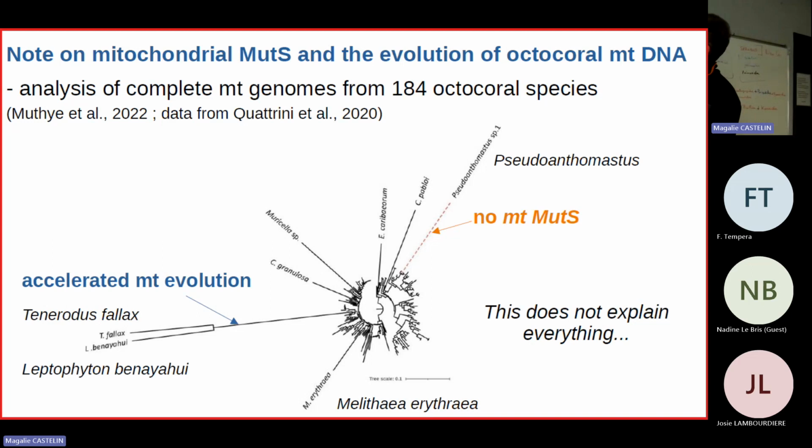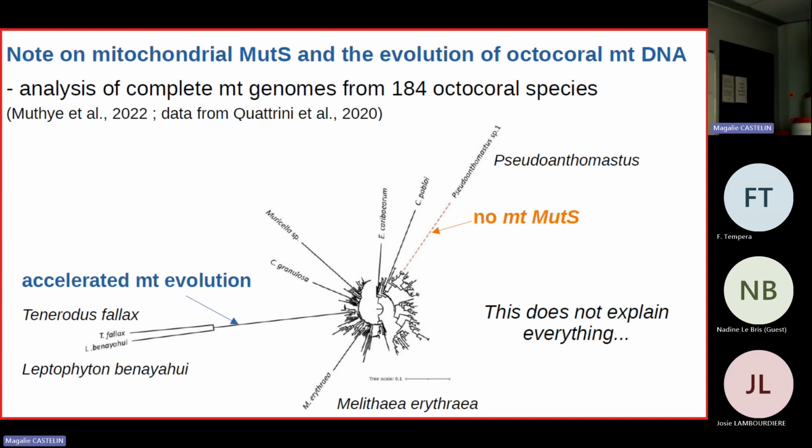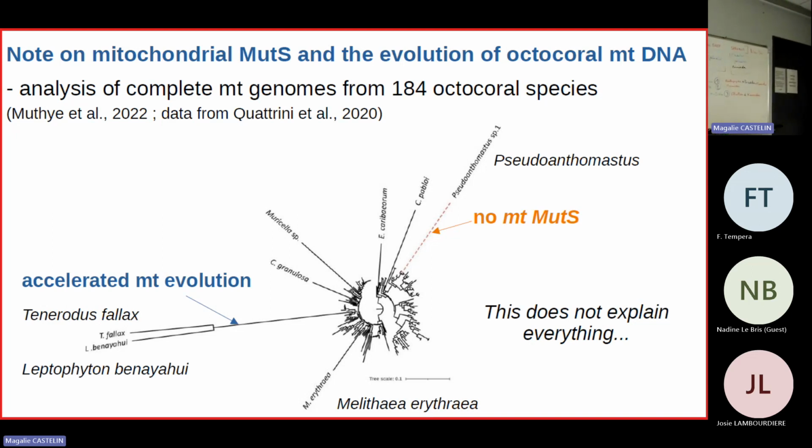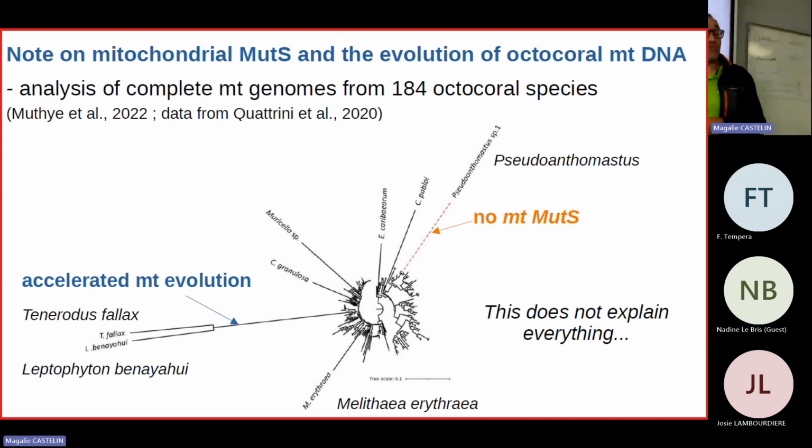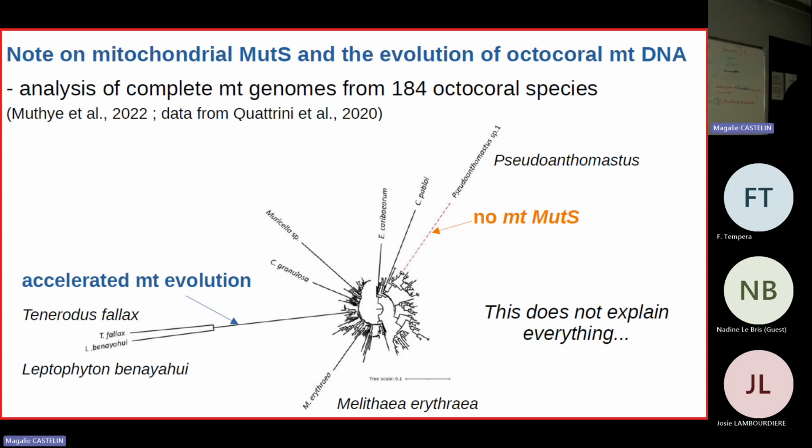Here we see that if you don't have mitochondrial mutase, you have this very long branch for this octocoral, Pseudo-Autobastus, which could say, okay, we don't have mitochondrial mutase, and this long branch means a lot of mutation, so it would say there is a lot of variation. But you have other examples of long branches, which means a lot of mutation, accelerated mitochondrial evolution, for species which still have mitochondrial mutase. So the story is nice, but probably doesn't explain everything.